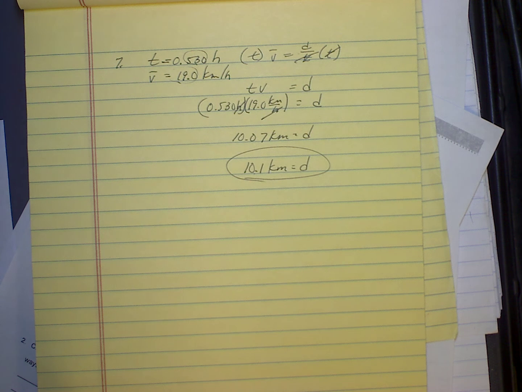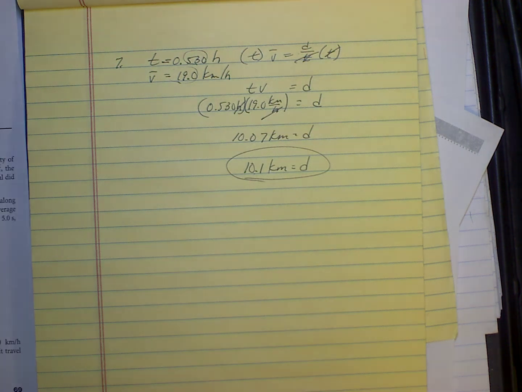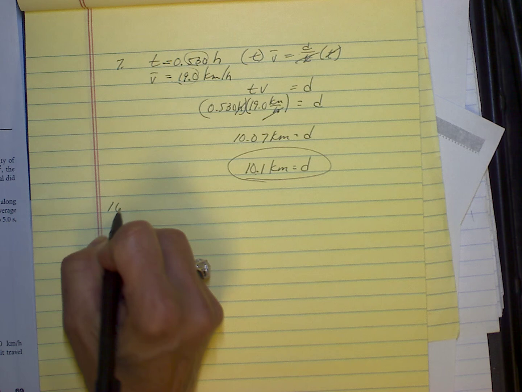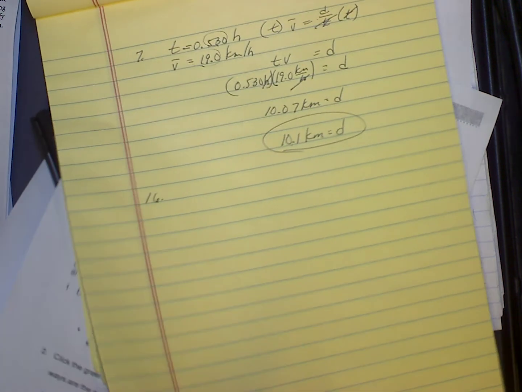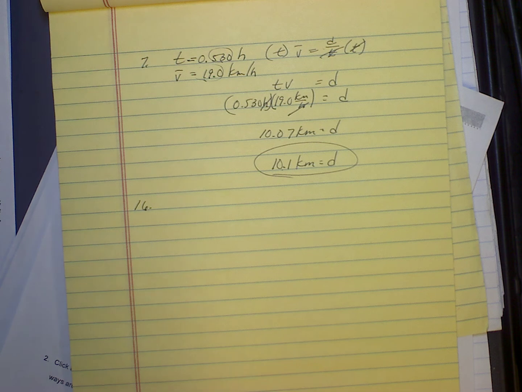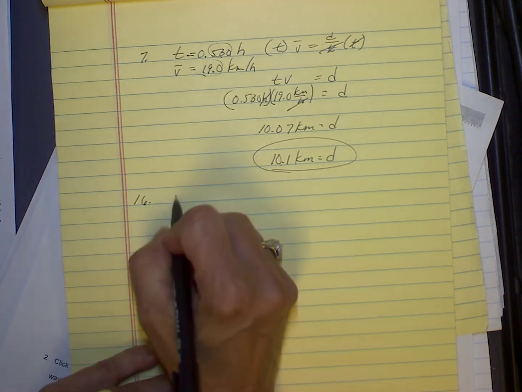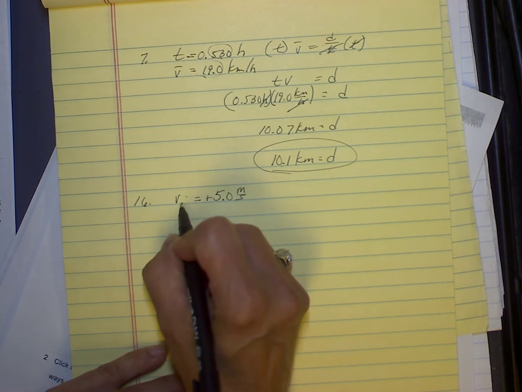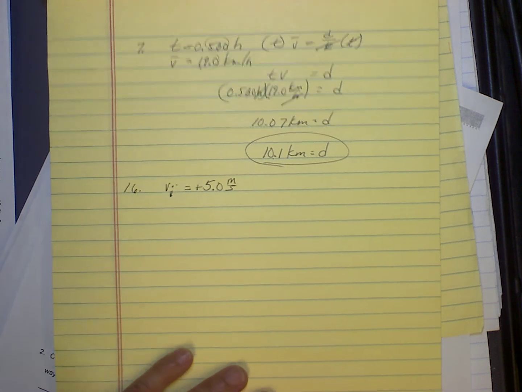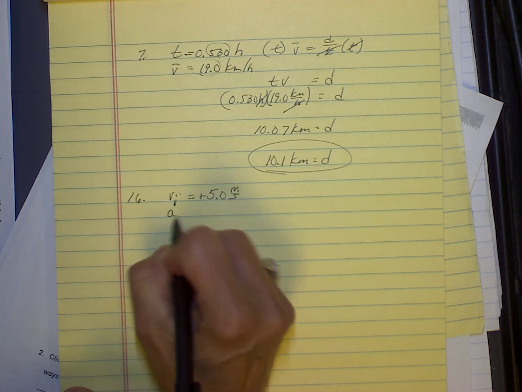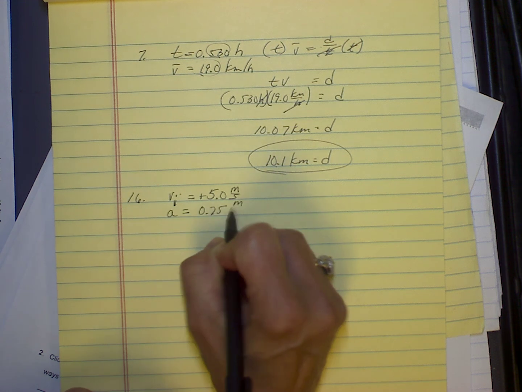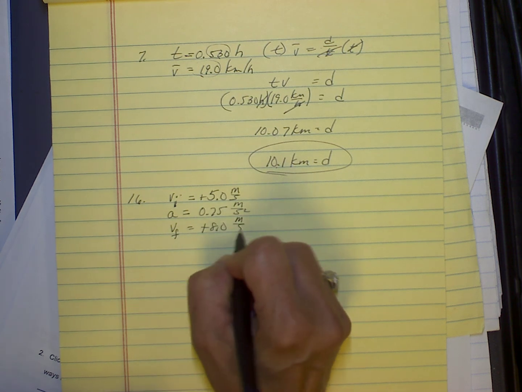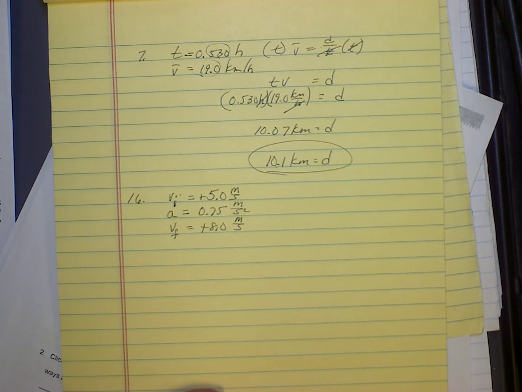Now turn over to number 16. It's on page 69. 16 is an acceleration problem. We have something traveling in a straight line with a velocity of positive 5.0 meters per second. Why did I put an I there? And after an acceleration rate of 0.75 meters per second squared, the car's velocity is 8.0 meters per second. We want to know in what time interval this occurred.